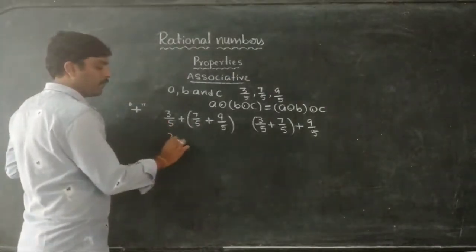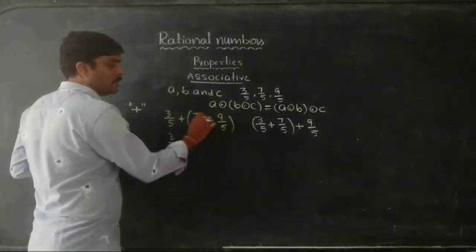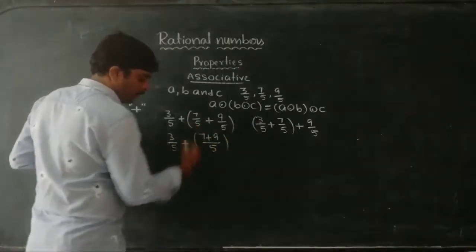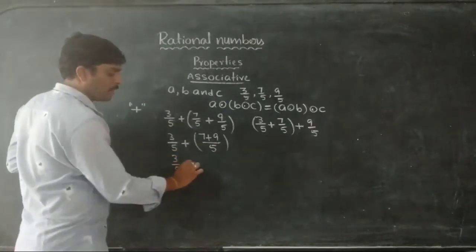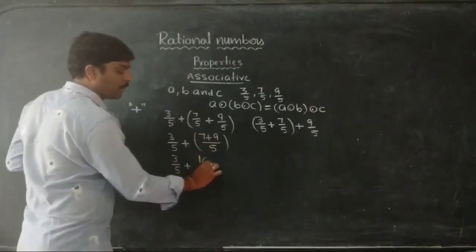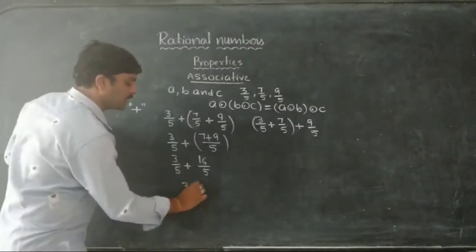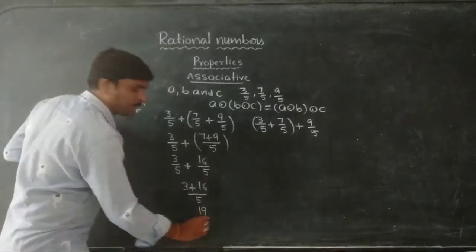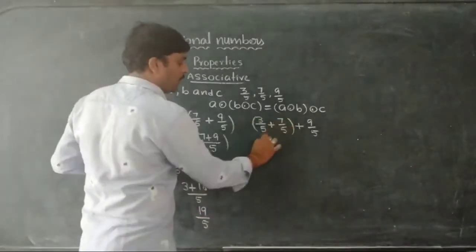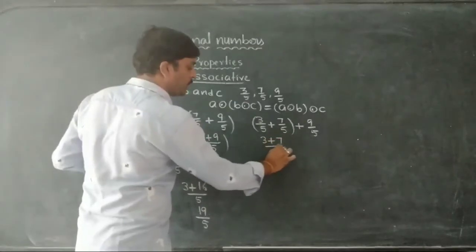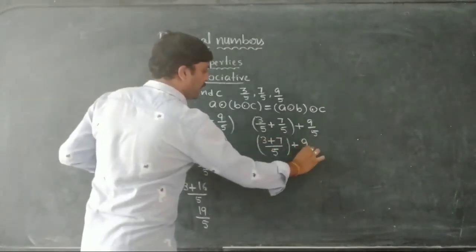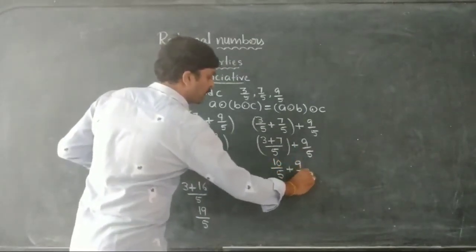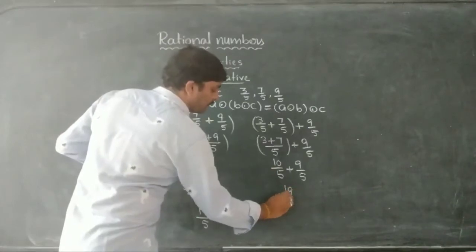So, 3 by 5 plus the sum of 7 and 9 by 5. Here first, on the left side, we do 3 by 5 plus 9 plus 7, 16 by 5. Next is 3 plus 16, by 5, 19 by 5. So that is the left side. Now the right side. 3 plus 7 by 5. First simplify in the bracket, plus 9 by 5. 3 plus 7, 10 by 5, plus 9 by 5. 10 plus 9, 19 by 5.